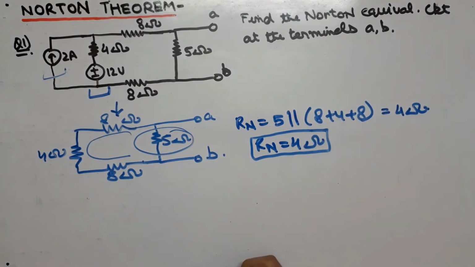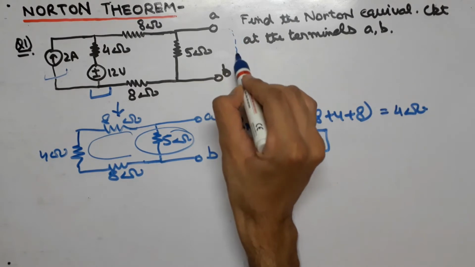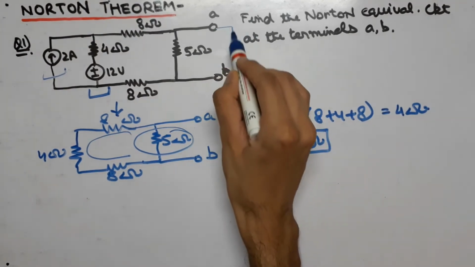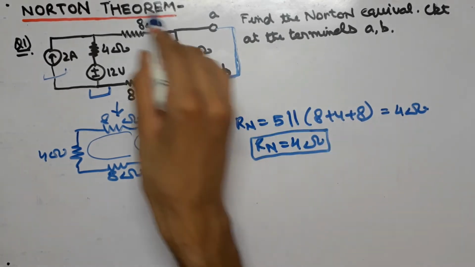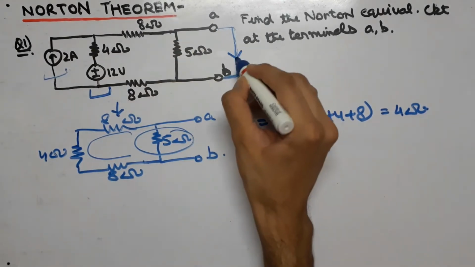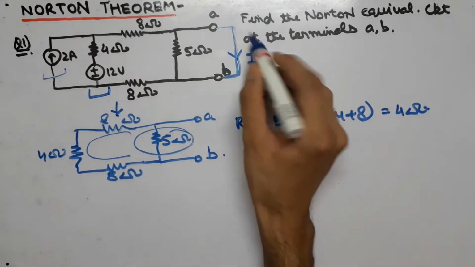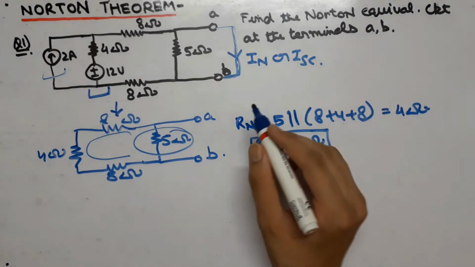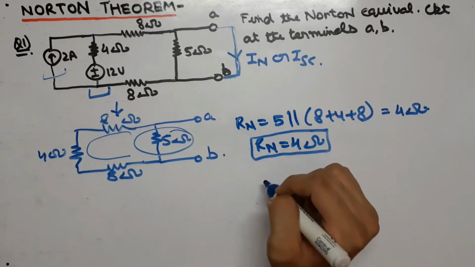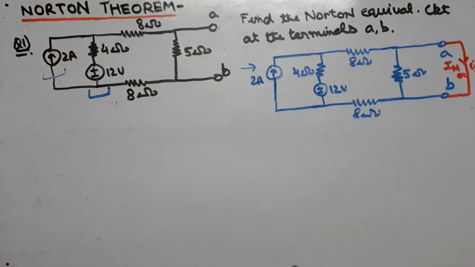Now similarly, when we find ISC or IN across this part AB, we will short circuit AB in order to find ISC and leave the circuit as it is. Let us consider that ISC flows from A to B. So now we will draw an equivalent circuit in order to find ISC. So now we have drawn our equivalent circuit for ISC.